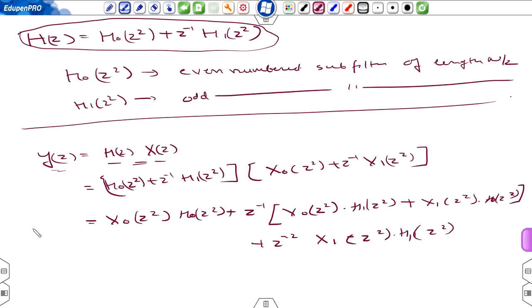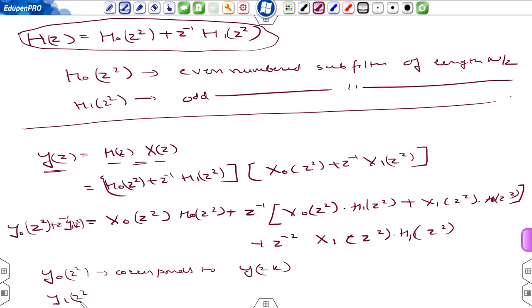And on the left hand side I can decompose y[n] into even and odd number terms, and in z domain I can write Y0(z^2) plus z inverse Y1(z^2). Okay, so Y0(z^2) corresponds to y of 2k, and Y1(z^2) corresponds to y of 2k plus 1. So this is in time domain, this is in z domain.